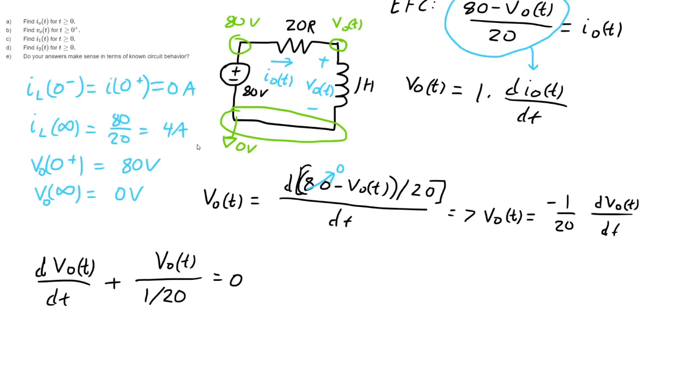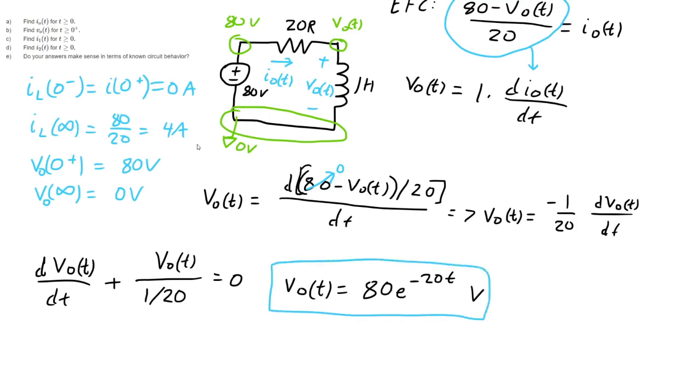And you can think about it also because L equivalent over R equivalent, that's 1/20, because the ideal voltage source has 0 internal resistance, so equivalent resistance is 20. Anyway, that means that our solution to the differential equation for the voltage is going to be v_o(t) is 0 plus (80 minus 0) times e to the minus t over tau, and tau is 1/20, so it's going to become 80 e^(-20t), and the unit is volts.